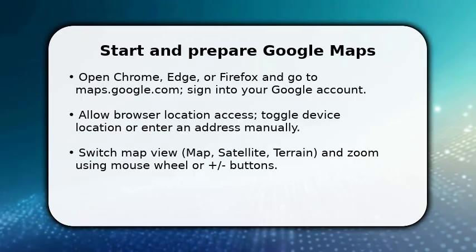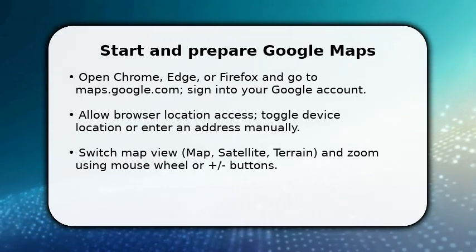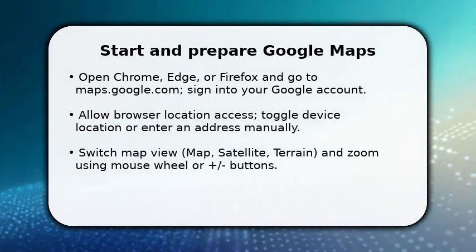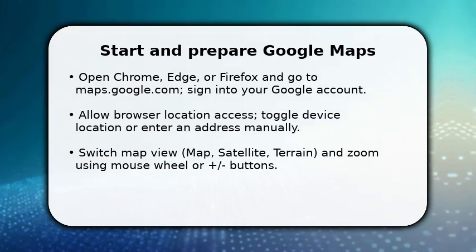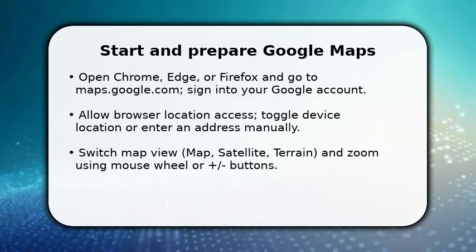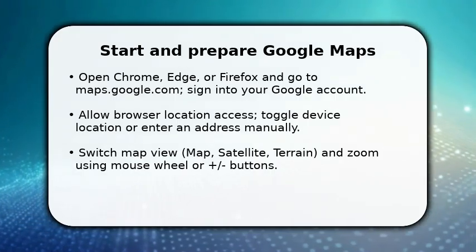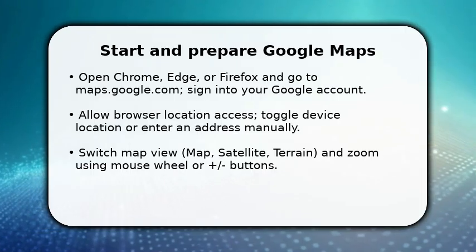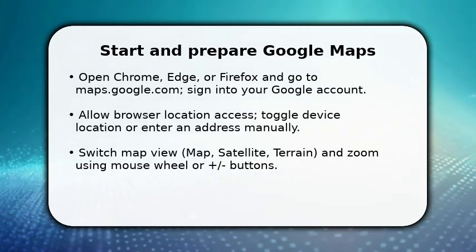You're starting on the web version of Google Maps, so first sign into your Google account to save places and routes. Once signed in, allow location access so maps can center on you automatically. If you prefer privacy, type an address instead. Now choose a map view: map, satellite, or terrain, because each reveals different details.